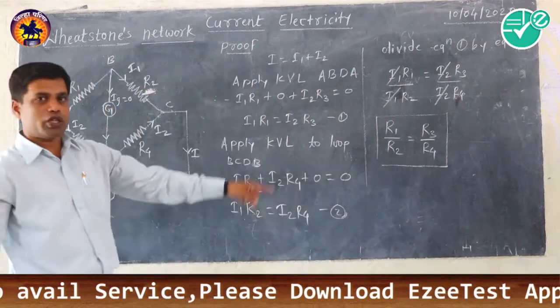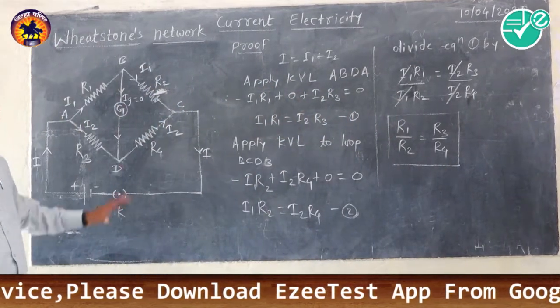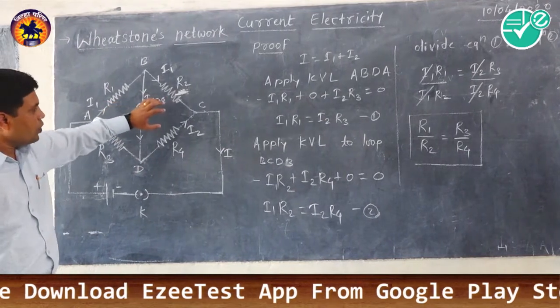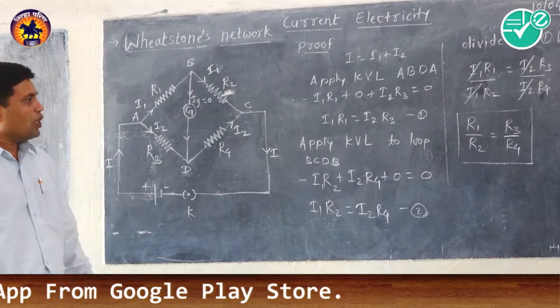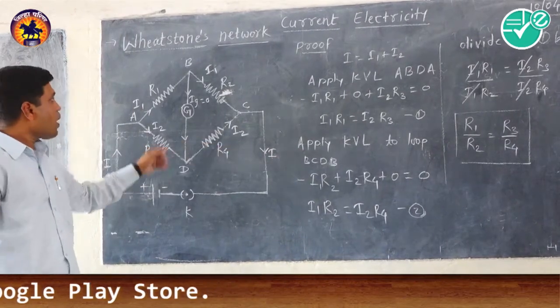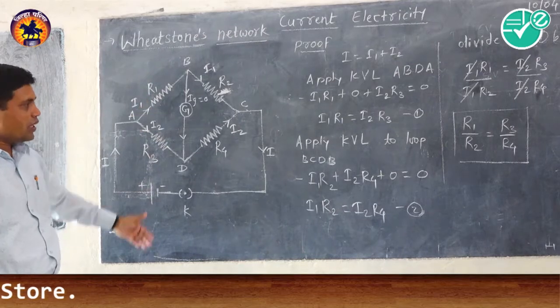After applying Kirchhoff's voltage law to both loops, the first loop and the second loop, and just rearranging the terms and dividing equation first by equation second, we got the proof, that is, when the bridge is balanced, meaning there is no current flow through the galvanometer.